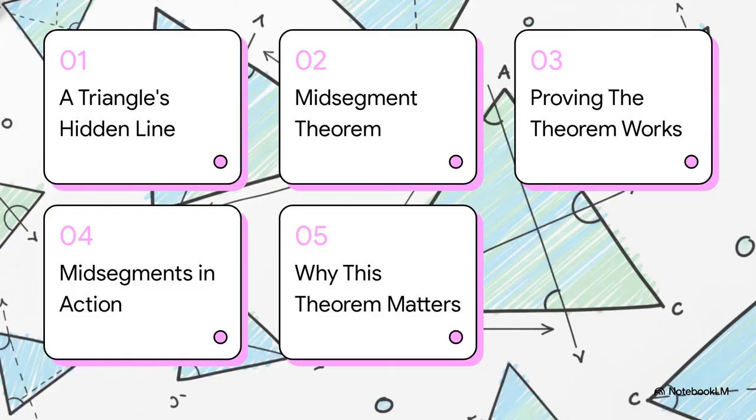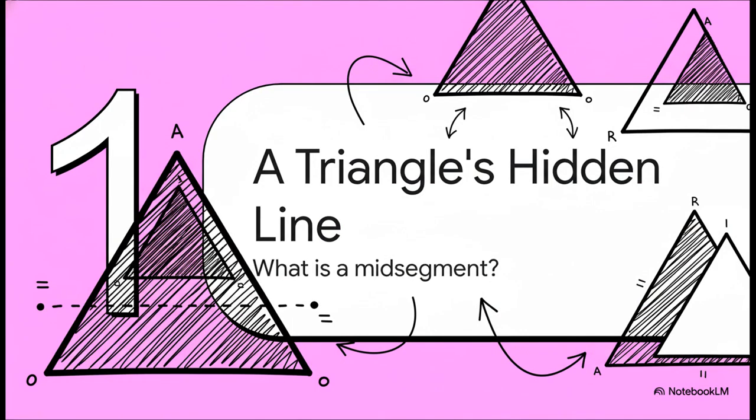So here's what we've got on tap. First, we're going to figure out what this hidden line even is. Then we'll dive into the theorem that gives it all its power. After that, we'll actually prove it works, to be sure. We'll see it in action with a couple of examples, and then wrap things up by looking at why any of this really matters in the first place. Okay, let's jump right in.